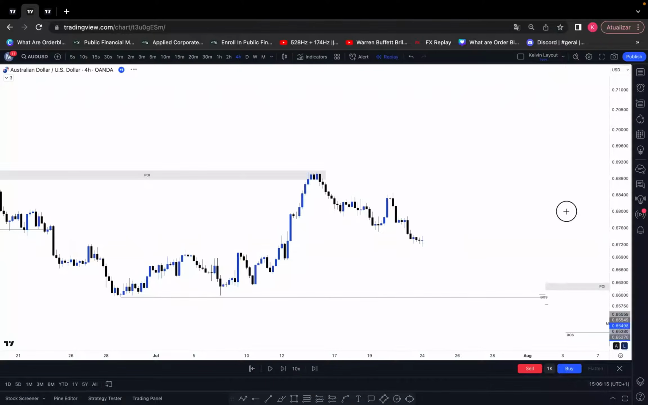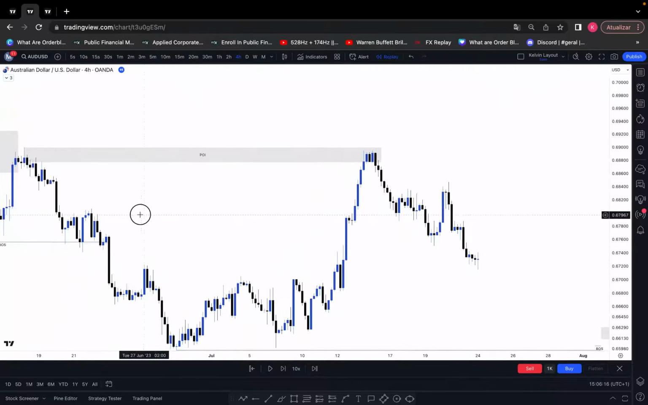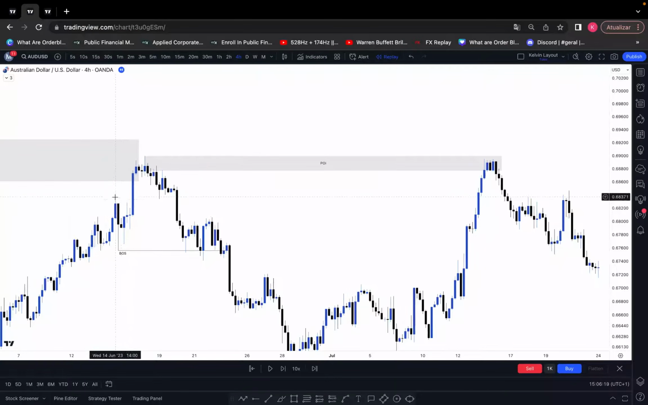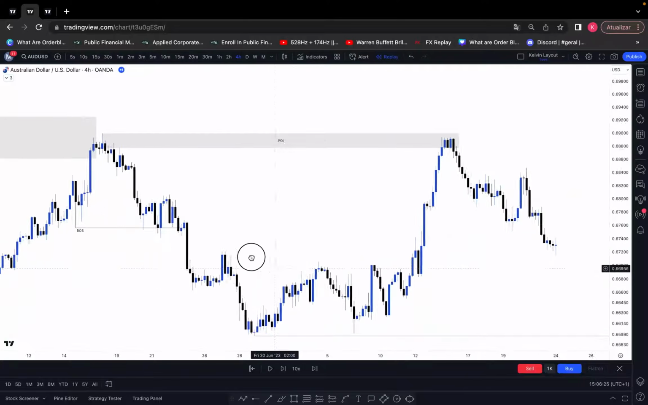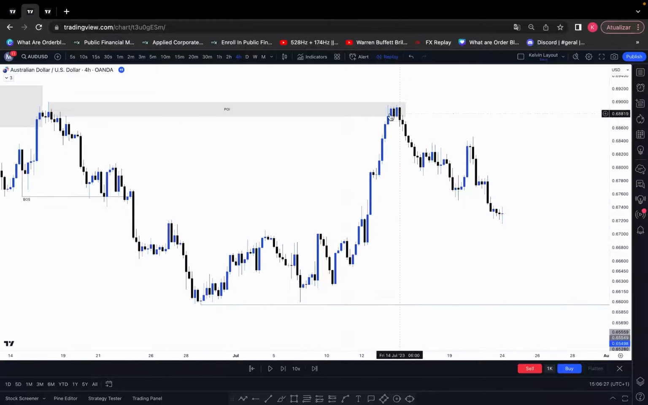If we go to the 4-hour, we can clearly see that we had this previous structure high right here, then the low, then price made this high, and then we had a change of character right there, boom, to the downside. Price came all the way up to this extreme supply zone, and our expectation was to see price continue to move all the way down to take out this previous low.